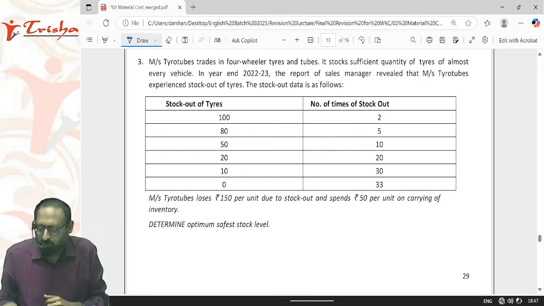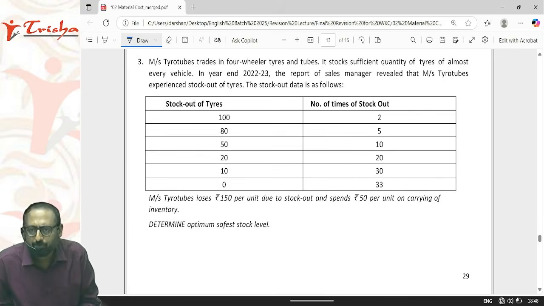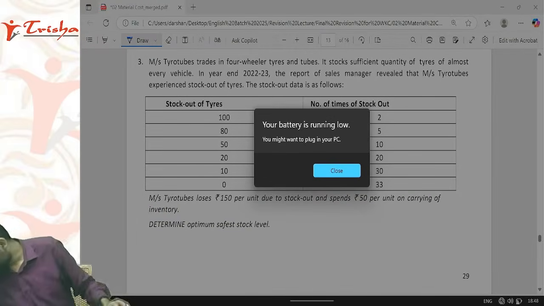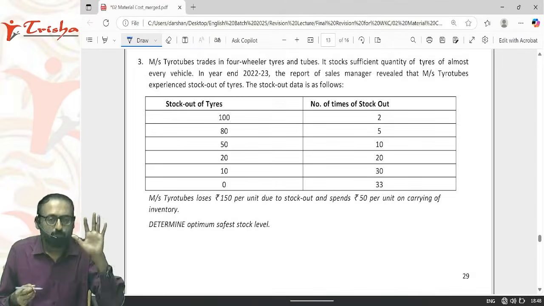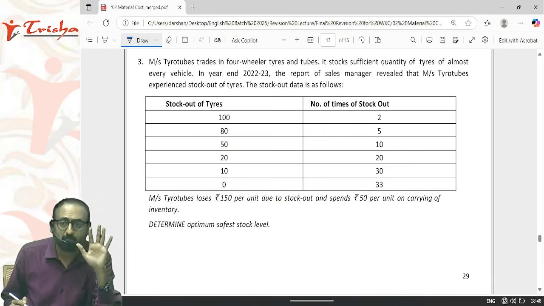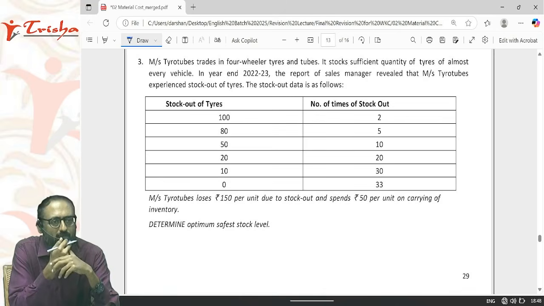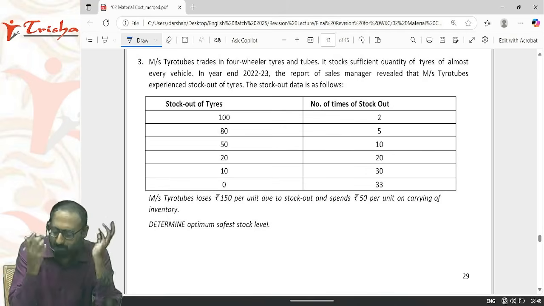Now, sir, what do you mean by stockout? Very simple question I am asking. You require raw material, but sufficient quantity is not available. Sir, suppose you required 500. How many quantity required by you? 500. But you have only 300 quantity. How much quantity are you in a stockout? 200. So stockout means requirement is there, but there is no stock.